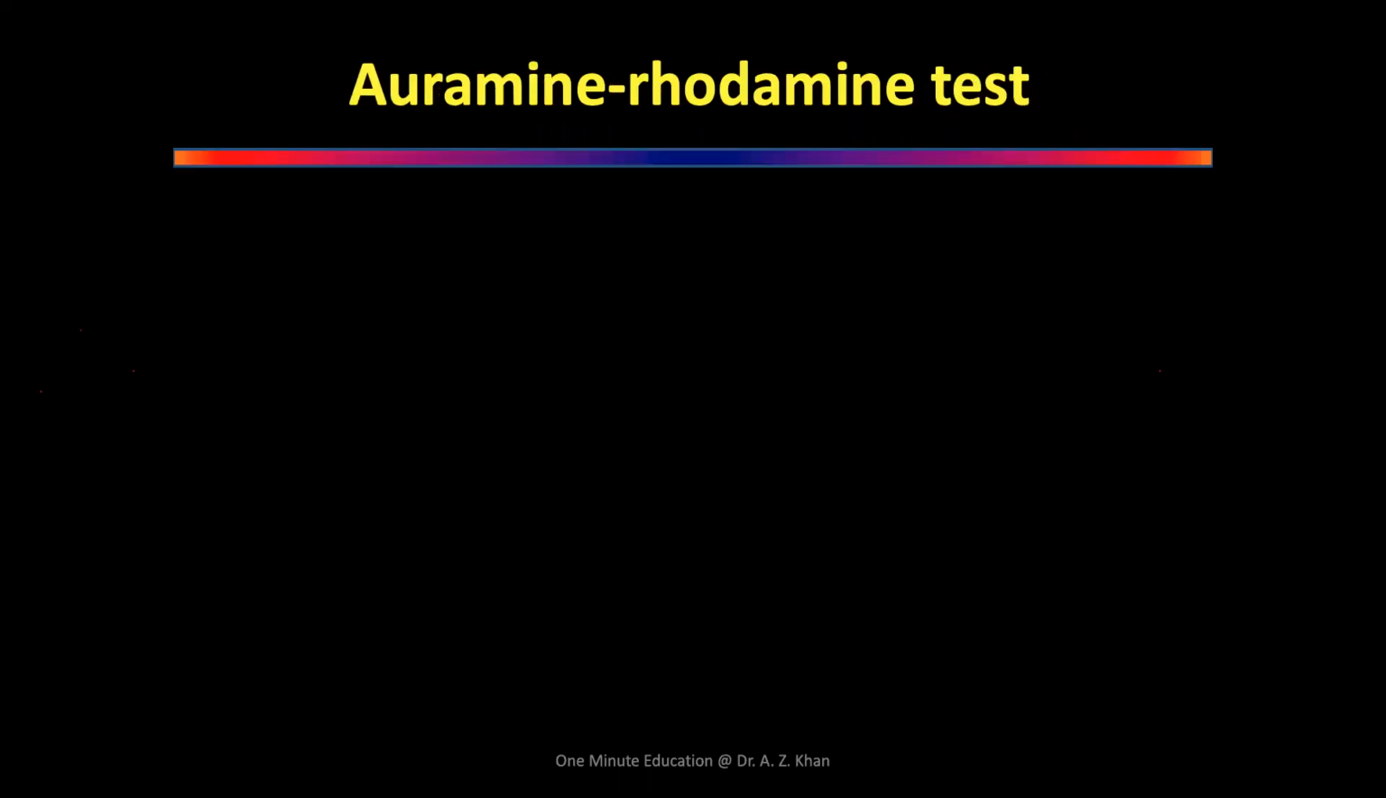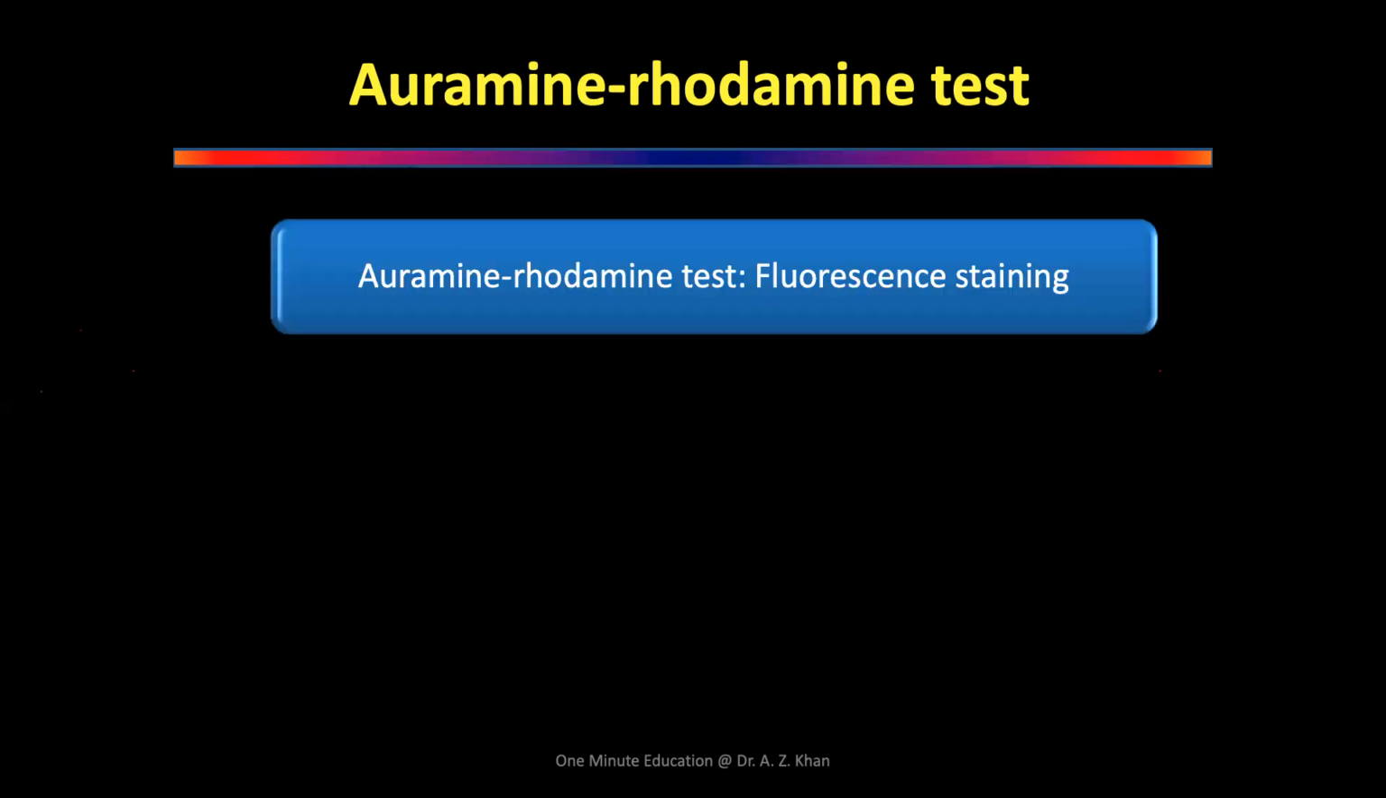What is this? And in which pathology do you use this? What is Auramine-rhodamine test? Let me help you. Auramine and rhodamine are dyes. Okay, this is a fluorescent staining technique.